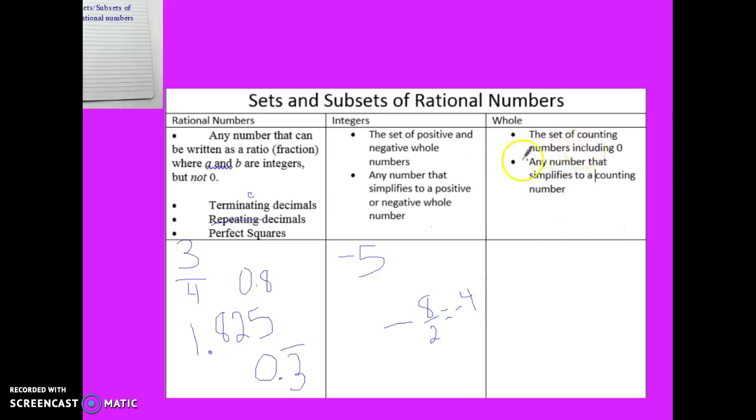Then in whole numbers, it's the set of counting numbers, including 0, or any number that simplifies to a counting number. So I can include 0. I can include 180. I could include 10/2, because 10/2 simplifies to 5. So go ahead and go to the next question and give me an example of each of these types of numbers.